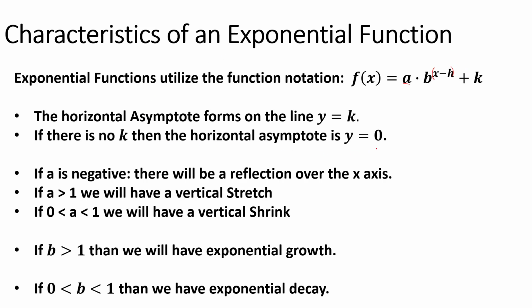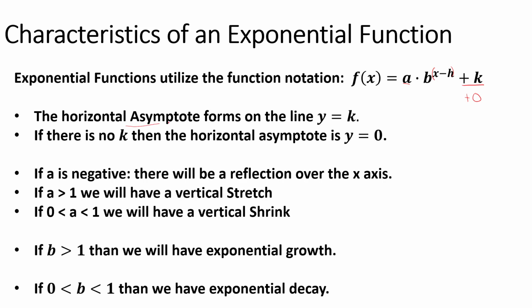The horizontal asymptote forms on the line y equals k. So, first thing we pick up is whatever our plus k value is going to be the value of the equation y equals k. If there's no k, then that's basically the same thing as saying plus 0. The horizontal asymptote is going to be y equals 0.